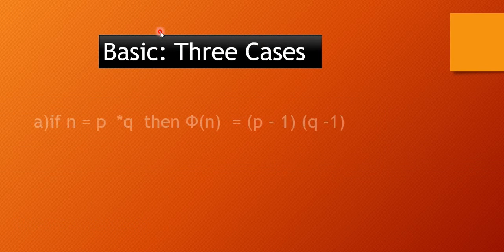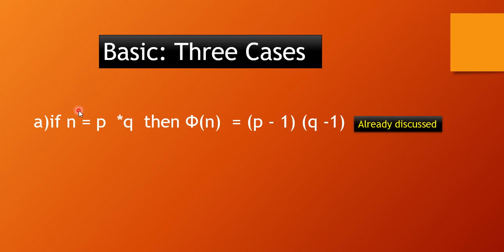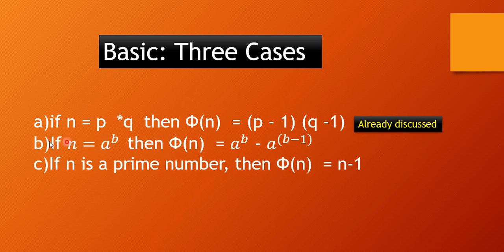So, the basic 3 cases. The first case we already discussed: if n equals p times q, then totient of n equals (p minus 1) times (q minus 1). We already discussed that in my first video. In this video I'm going to discuss case B and case C. If n equals a to the power of b, then totient of n equals a to the b minus a to the b minus 1. If n is a prime number, then totient of n equals n minus 1. What that means, we are going to find out by doing a couple of examples. You can follow, and I think you will be able to understand what this means after you finish the video.